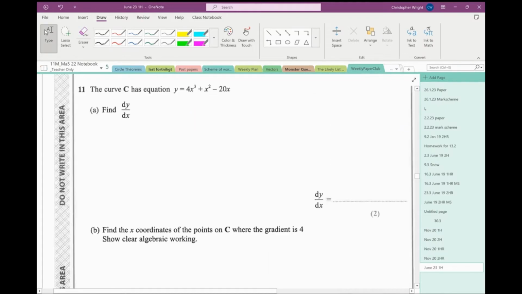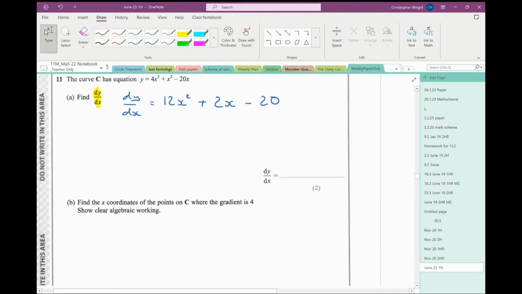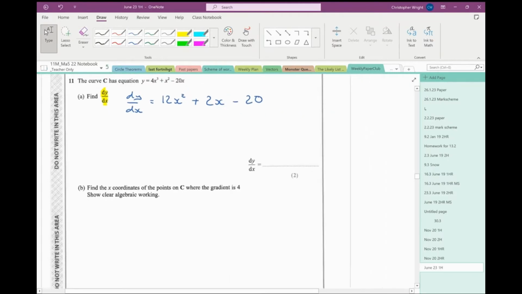The curve C has this equation. Find dy by dx. Find the gradient function. Right, well, dy by dx will be 3 times 4 is 12x squared plus 2 times 1 is 2, x to the 1, minus 20. So that tells us the gradient for any given value of x.